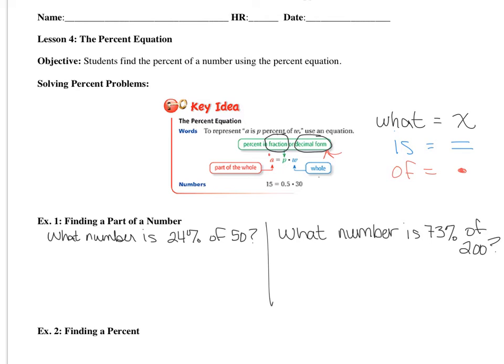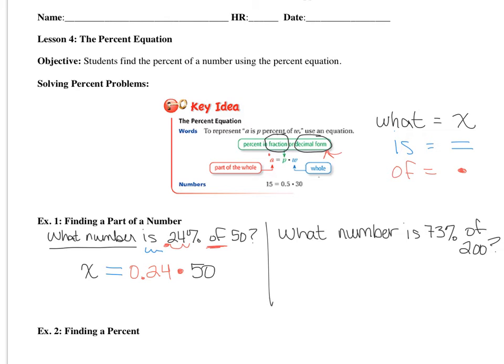Alright, so let's translate this first sentence. What number is 24% of 50? The first thing that we come across is what number. That means I don't know, so I'm going to put a variable, so X. Then I come across is. Is means equals, so I'm going to go ahead and put an equal sign. Then I have my 24%, but I have to change it to a decimal before I plug it into my equation. So I'm going to put in 24 hundredths. Of means multiply, so I'm going to put a multiplication symbol. And then 50 is just my number 50.